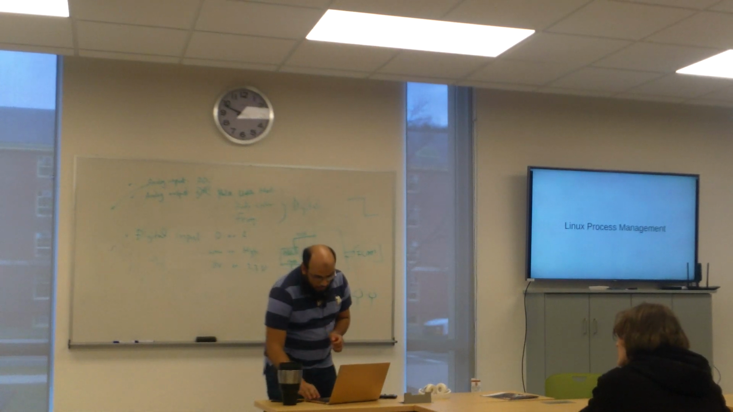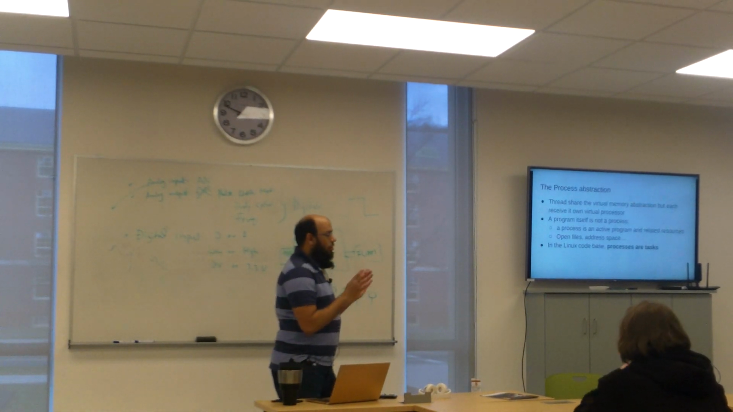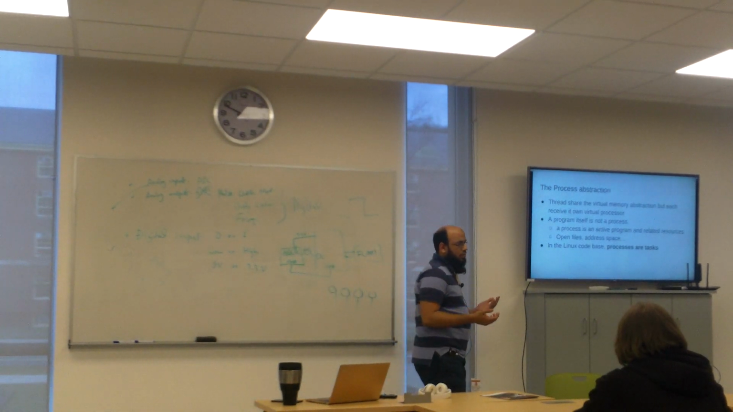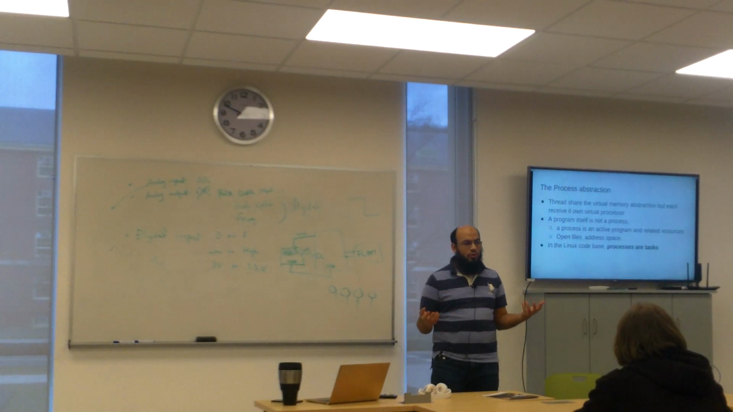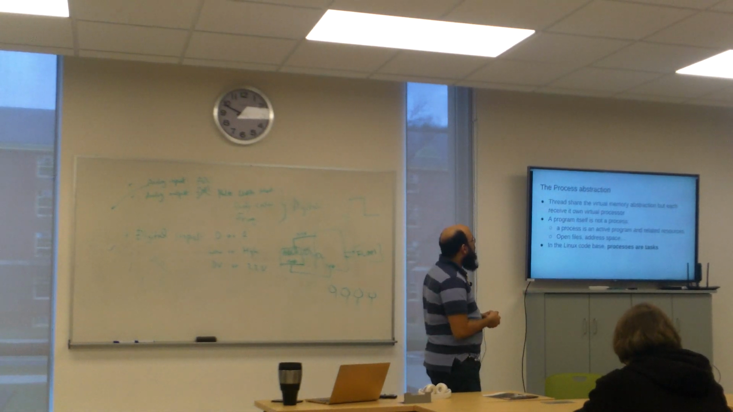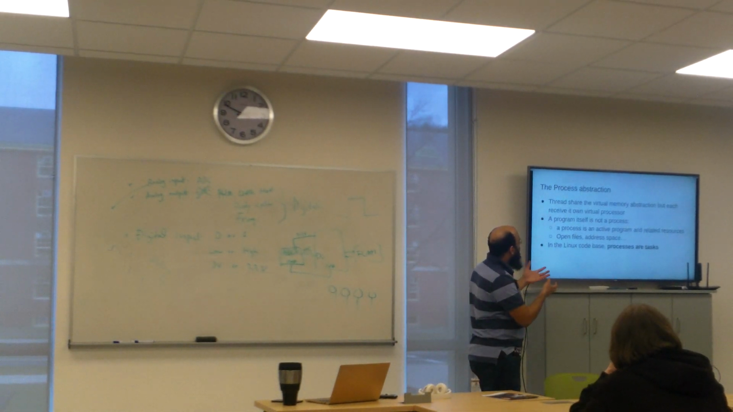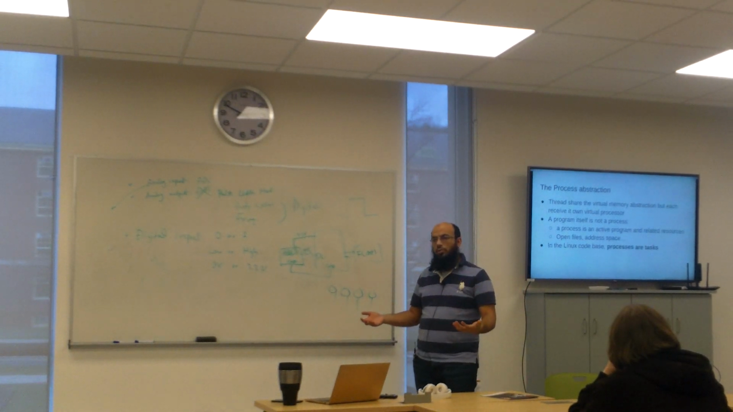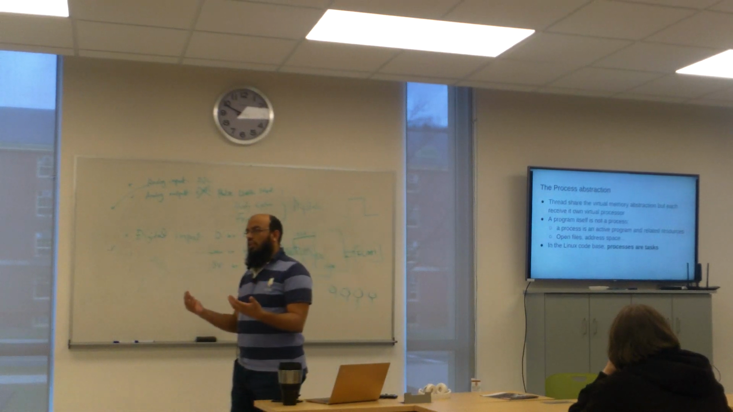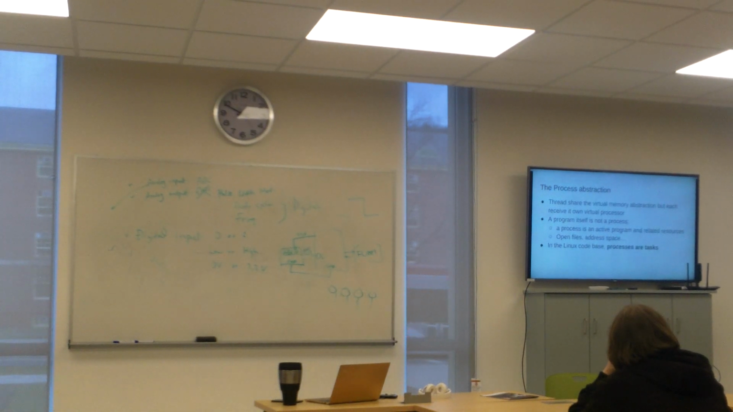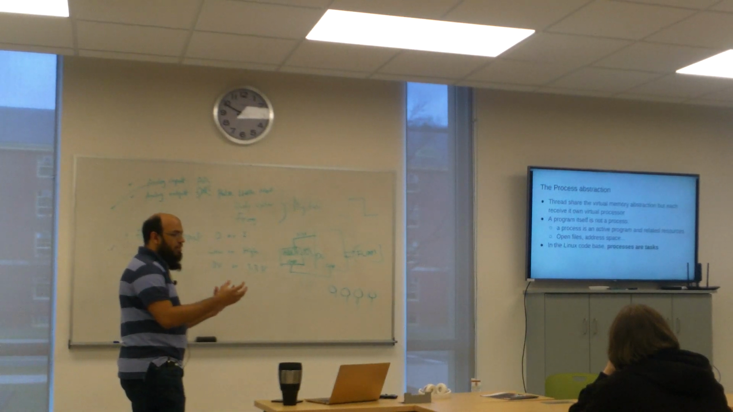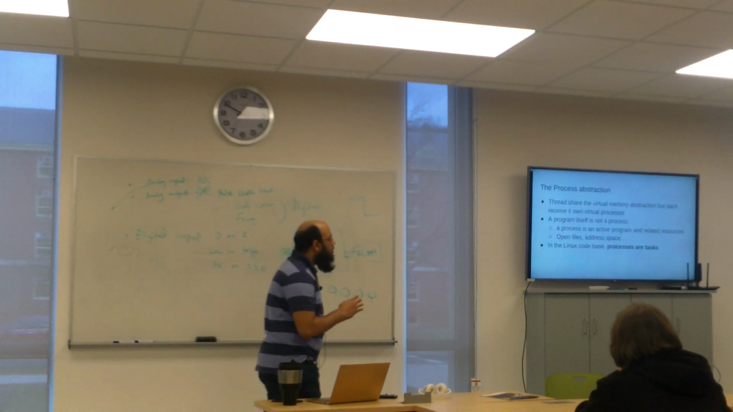So, Linux process management. You have looked at the process abstraction, so this is not new info to you. You have a thread or process that shares virtual memory. There are no real boundaries, it's just virtual. And each of them has its own virtual processor. So to any application that is running, you give it the feeling that you own that processor. There is nothing else that works except that, right? And the program itself is not a process. The process is the active program itself: the code itself, the data, the open files, and so on.